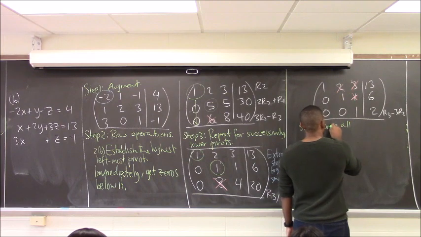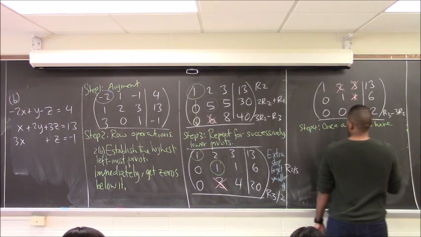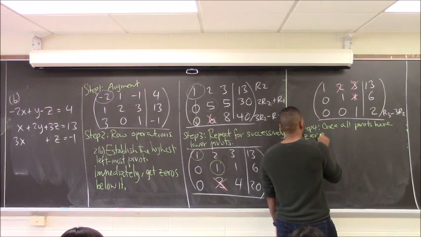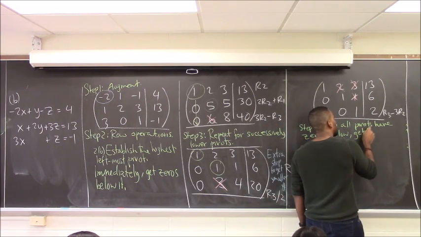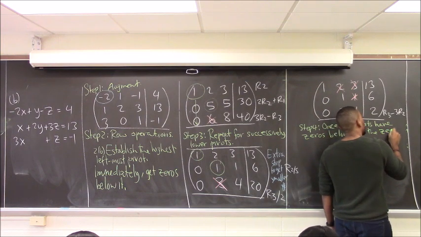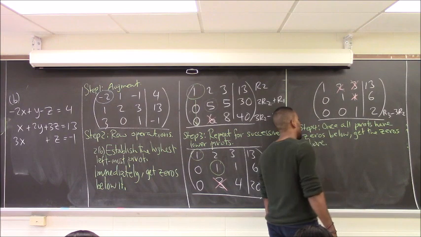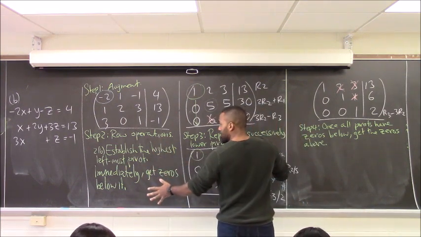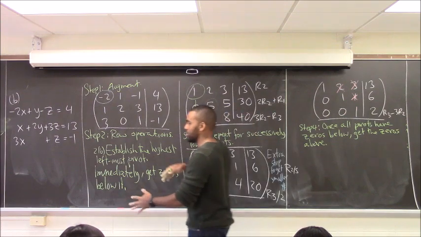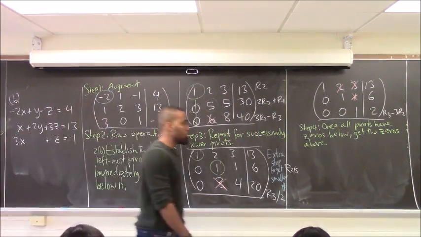Once all pivots have zeros below, get the zeros above. Now I find it easier, again, none of this that I'm writing in green is set in stone, but I just find a human being who has this plan of attack in their mind will tend to be more efficient than not.